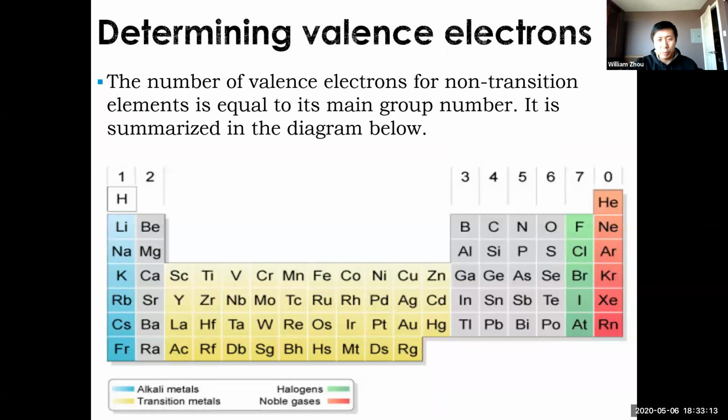So this is a really quick way of determining who has what valence electrons. All right, and you need to be able to do this fairly quickly to save some time. So I suggest you memorize this. If not, you can just whip out your periodic table, find your element, and depending on which column it's in, you can just deduce the number of valence electrons.